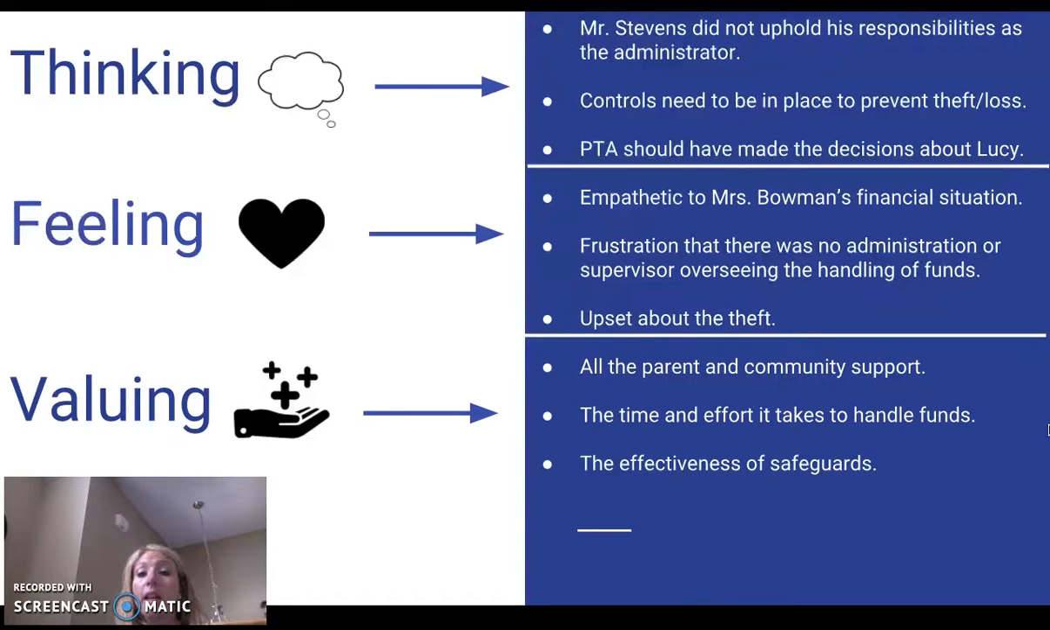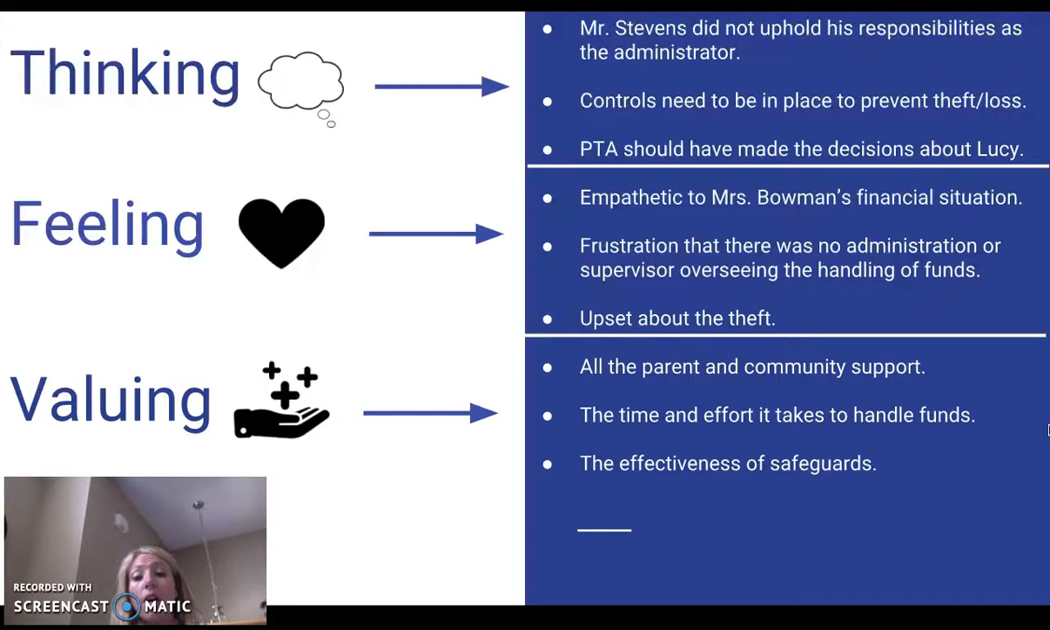I was also thinking that PTA should have made that decision on whether or not to fund Lucy's trip. It shouldn't have been Mr. Stevens' decision. I was feeling empathetic to Mrs. Bowman's financial situation. I know this is a wonderful opportunity for her daughter, and times are tough for their community, and she didn't have that money, and I was feeling sorry for her that she wasn't able to provide that opportunity for her. I was also feeling frustrated that there wasn't a second administrator there to help, or a staff-appointed supervisor, to oversee those funds being handled. And I was upset about the theft because that's essentially taking money from the school and from the students.